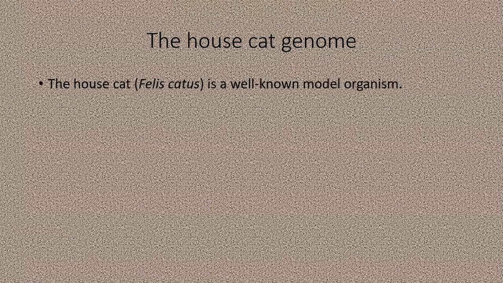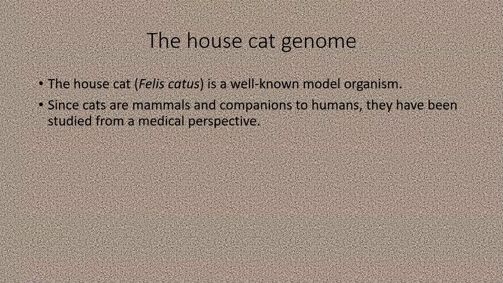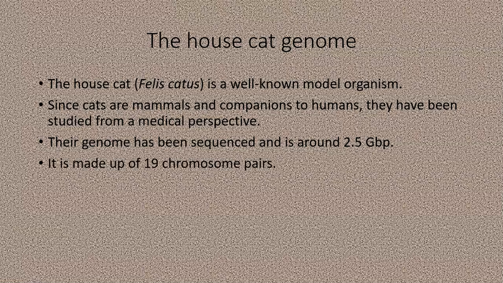The house cat, Felis catus, is a well-known model organism. Its genome has been determined. We know a lot about its genome. Since cats are mammals and companions to humans, they have been studied from a medical perspective. Their genome has been sequenced and is around 2.5 gigabase pairs, or 2.5 billion DNA letters. That's what GBP means, gigabase pair, 2.5 billion DNA letters.